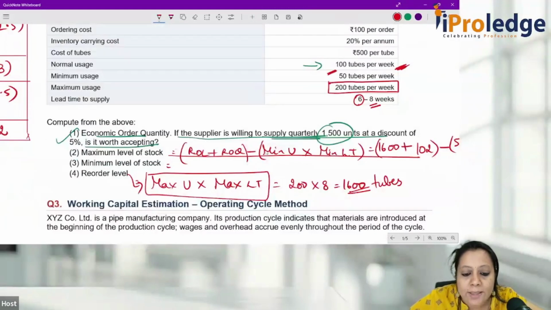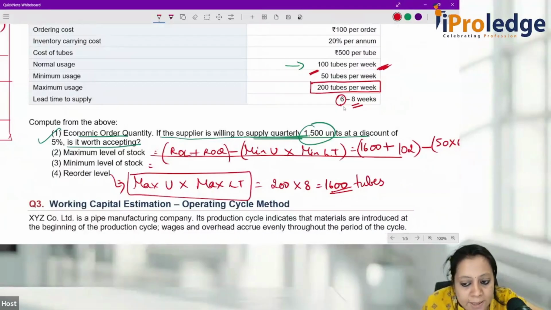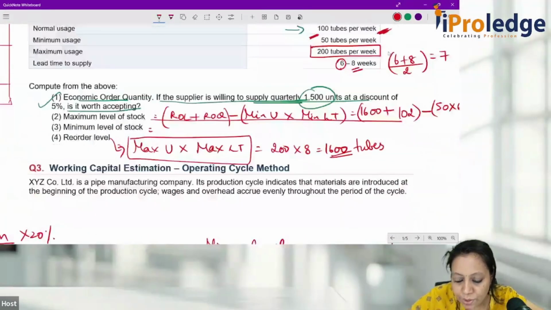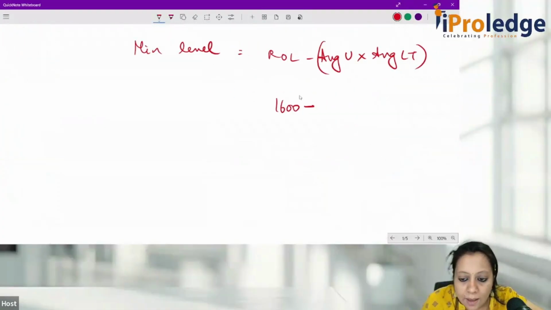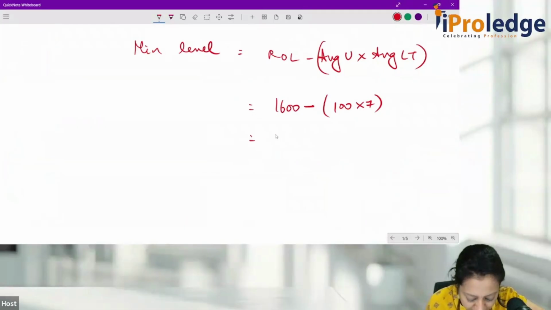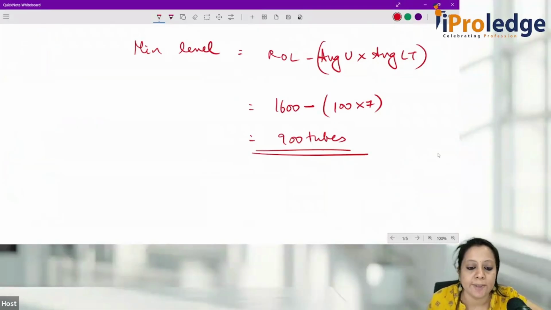Yes. How much is the average lead time? Minimum is 6, maximum is 8. So 6 plus 8 divided by 2 is the average. 6 plus 8 divided by 2, 7. So it is going to be 100 into 7. Just calculate and tell how much are we getting here. 900 tubes. All right. That is the minimum level. So we have done this also.